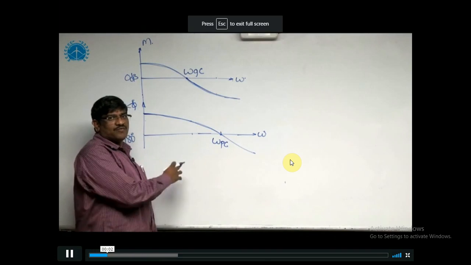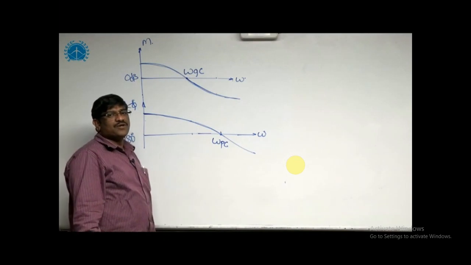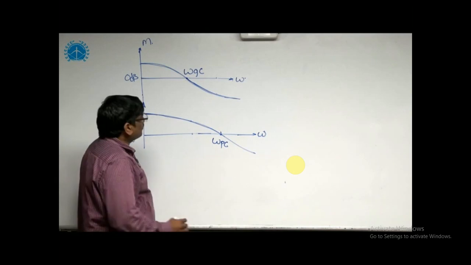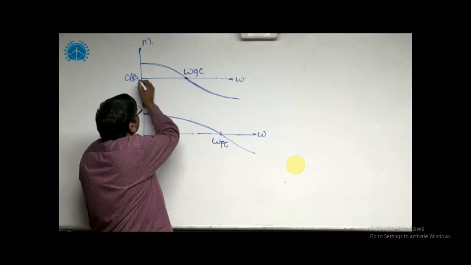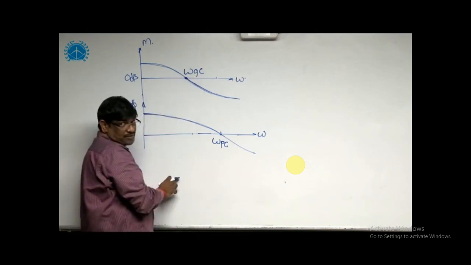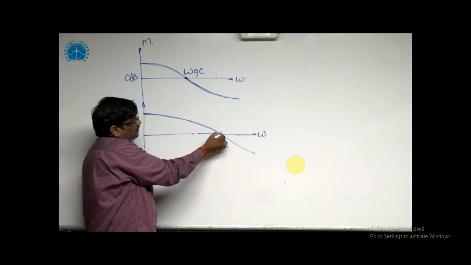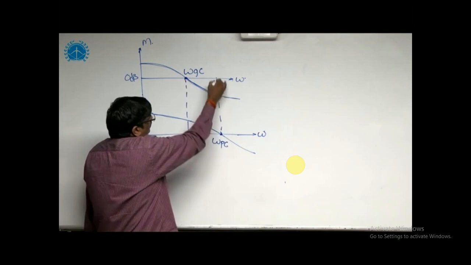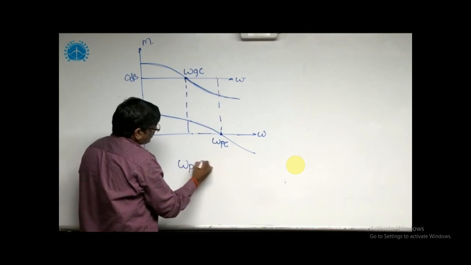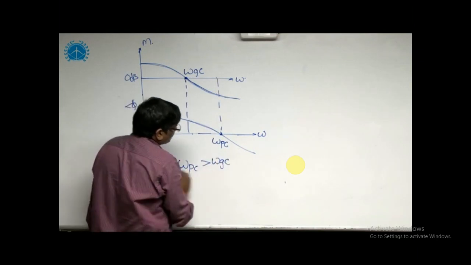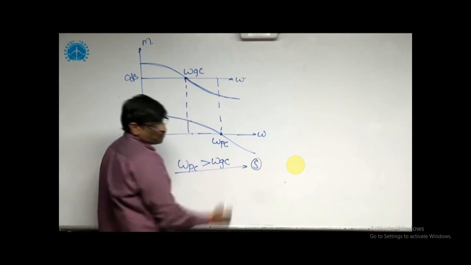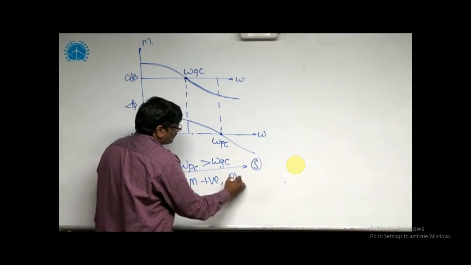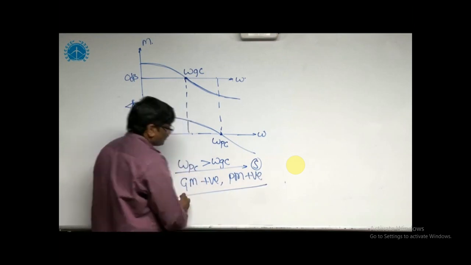In this problem, we should find the gain margin and phase margin, whether positive or negative. The frequency at which the magnitude is 0 dB is called the gain crossover frequency. The frequency at which the phase angle is minus 180 is called the phase crossover frequency. If you take a projection of one on another, omega PC is greater than omega GC. That means the given system must be stable. A stable system should have a positive gain margin as well as a positive phase margin. That means answer A is correct.